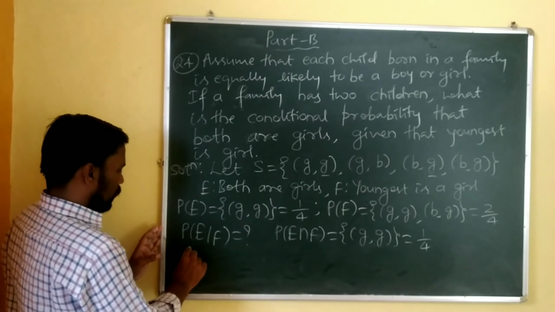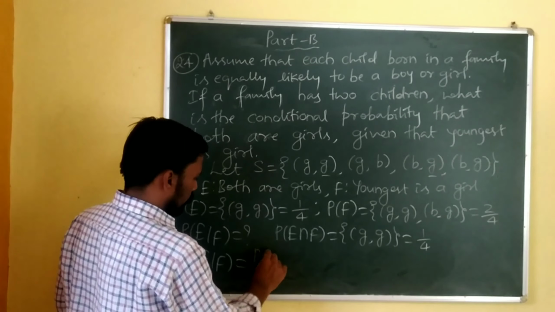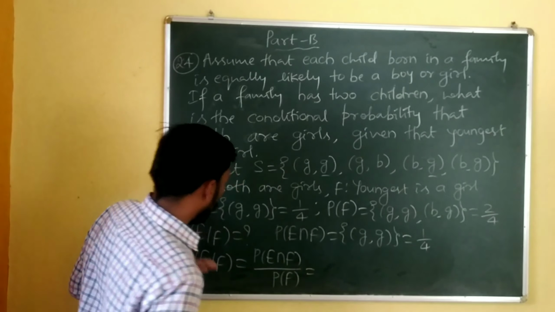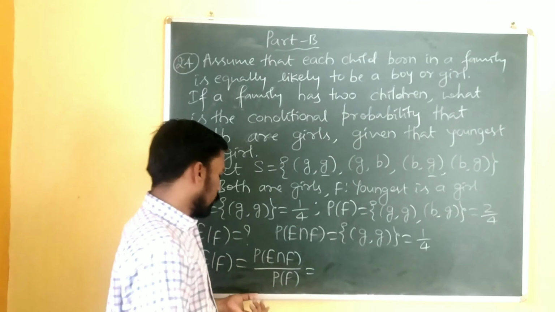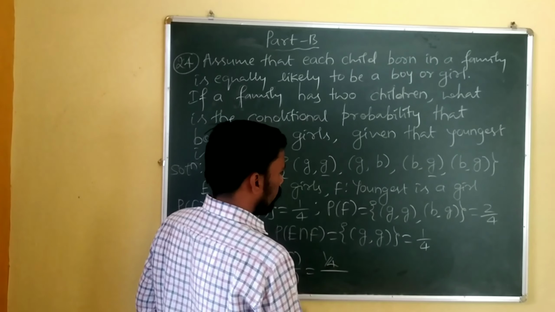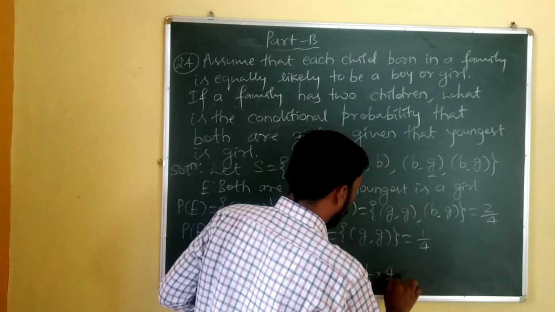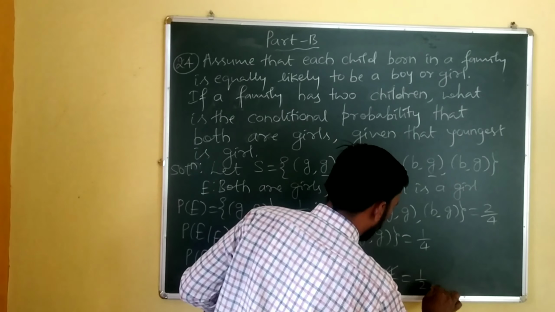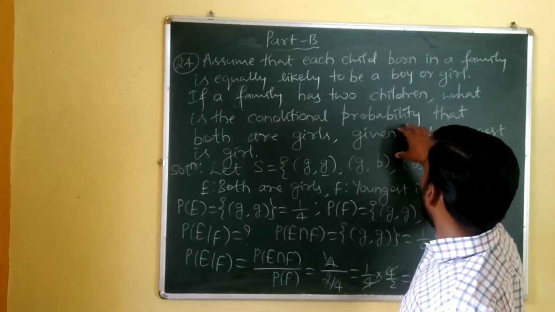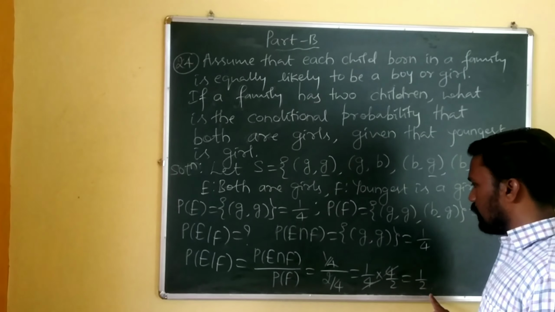So now P of E by F is equal to P of E intersection F divided by P of F. This is the standard formula. Now do the substitution: P of E intersection F, which is 1 by 4, divided by P of F, which is 2 by 4. That is equal to 1 by 4 into 4 by 2. When 4 and 4 cancel, this is 1 by 2. This is the final answer: the conditional probability that both are girls, given that the youngest is a girl, is 1 by 2.